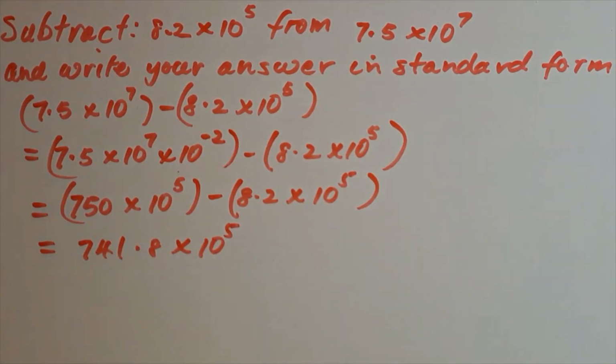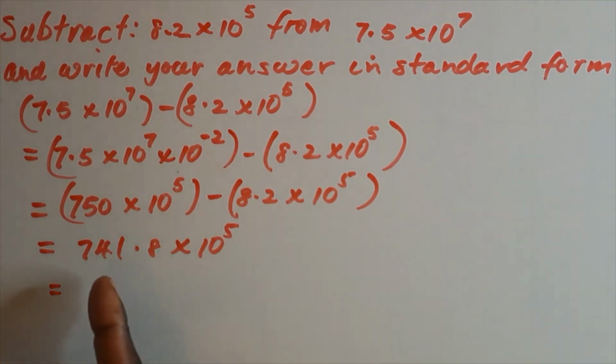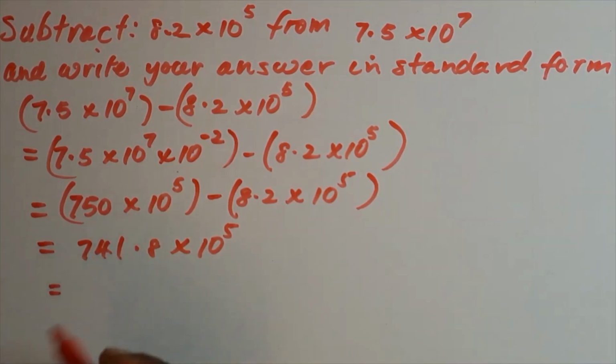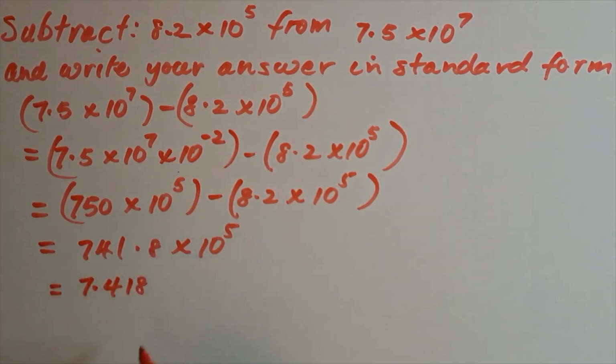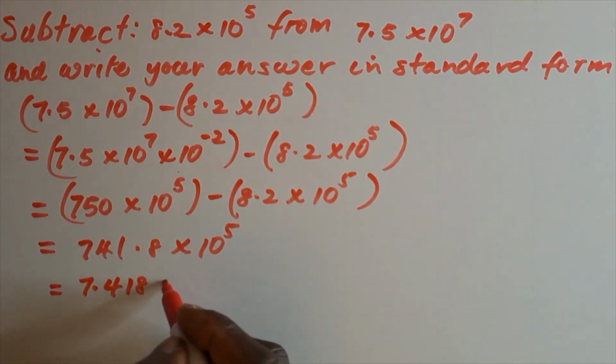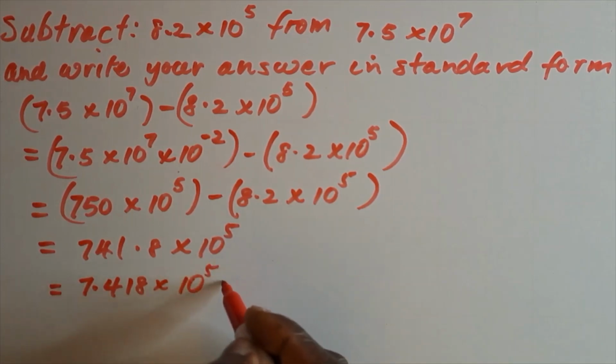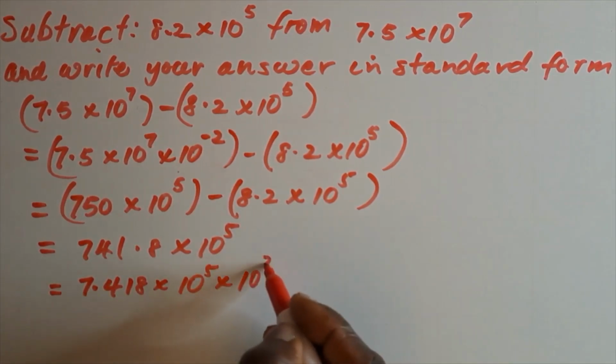But this is not in standard form because this part is greater than 10. So now we want to move the decimal place to the left. And in this case, we'll multiply by 10 squared. We want this to move 2 decimal places so that we have 7.418, which means we multiply 10 to the 5th times 10 squared.